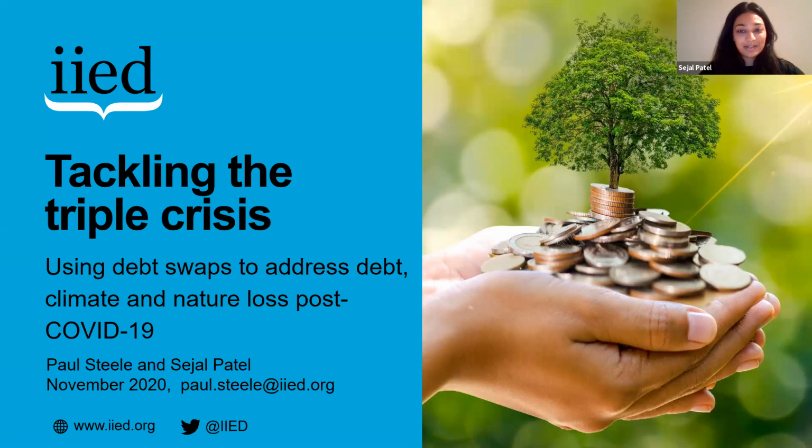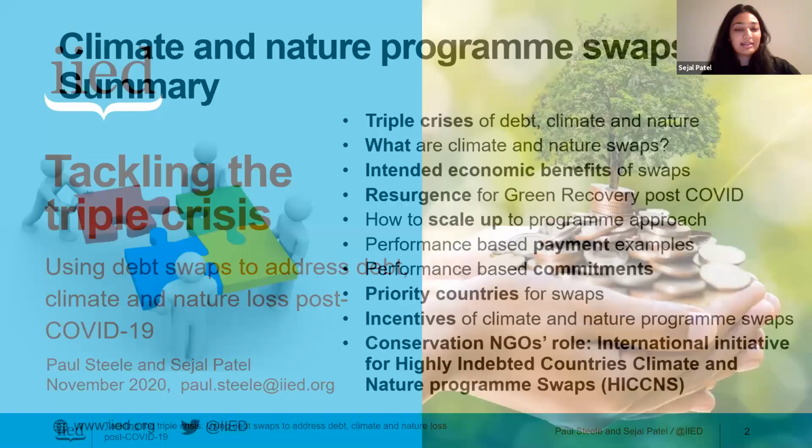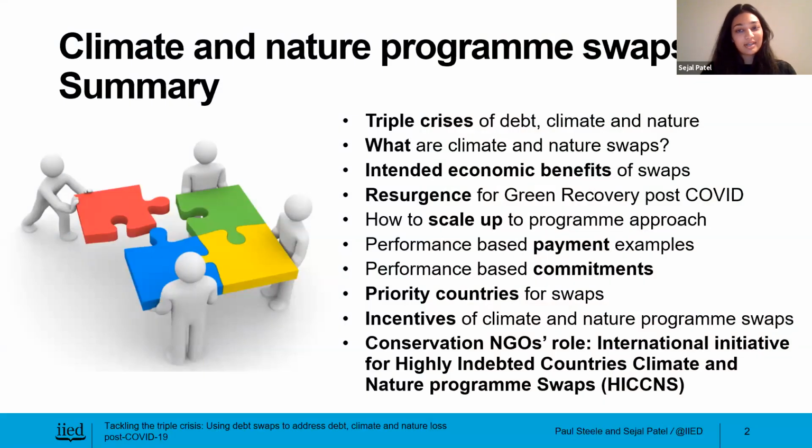So as David was mentioning, Paul and I just released this paper, Tackling the Triple Crisis, Using Debt Swaps to Address Debt, Climate, and Nature Loss post-COVID-19. And I'll just start off by running through some of the key background points, and then Paul will take over. So in this presentation, we're looking to set the context and to get into a discussion of how large-scale swaps can be tangibly operationalized. So we'll start with some background on the triple crisis, which is driving the need for effective responses and for fit-for-purpose tools, one of which could be debt swaps.